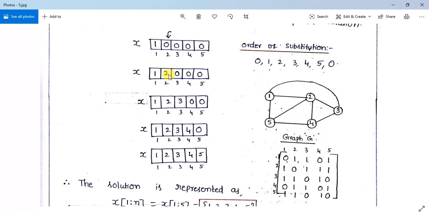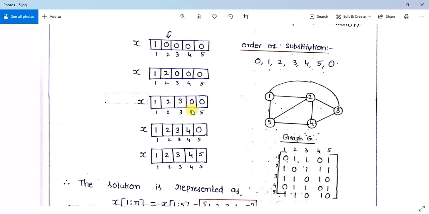And next I have to fill this third index. Try to replace with 1, 1 is already present. Try to replace with vertex 2, 2 is already visited. Try to replace with vertex 3. If I write 3 here, it is not repeated, no problem. Is there any edge to the previous vertex? 2 to 3, is there any edge? 2 to 3, edge is there, so I'm going to note down 3 here.